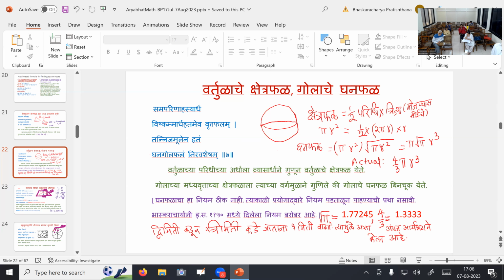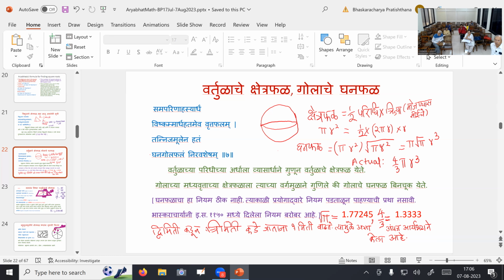So in our usual notation it is pi. If you want to use it, then it is pi r square. So half paridhi, paridhi is twice pi r, and multiply by r, Vishkambhardha. So this is pi r square. And now in the remaining part he gives Ghanaphala.